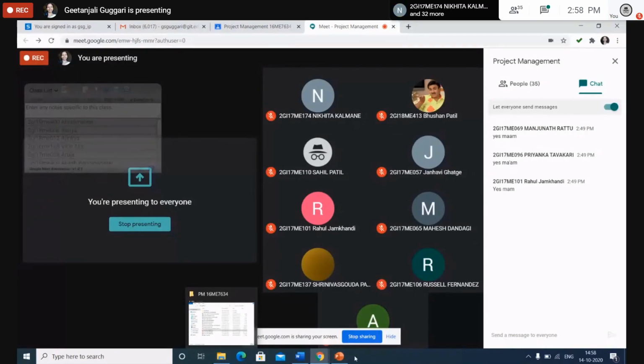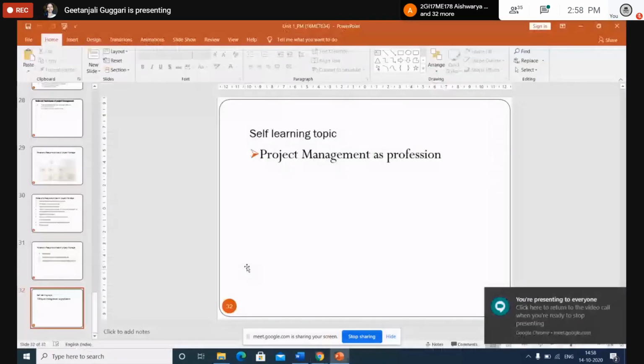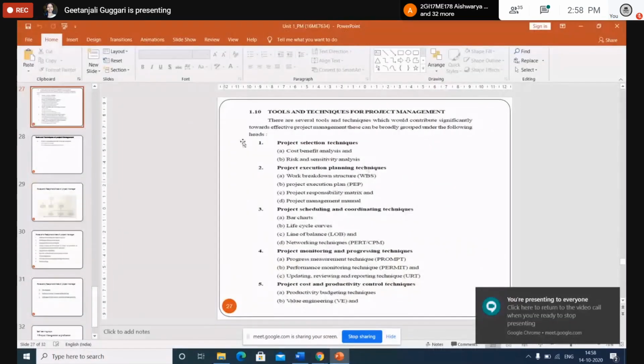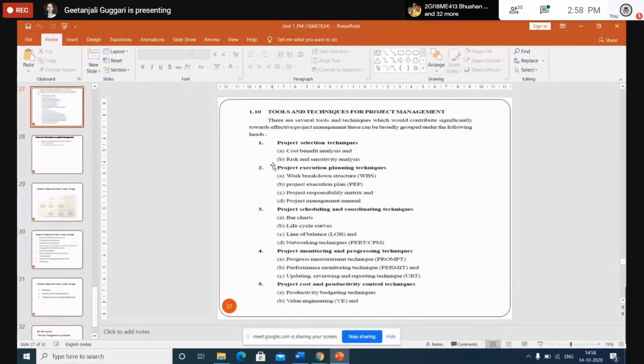Shall I show you once again? Okay, ma'am. So project selection techniques are how many? 2 techniques are there: cost benefit analysis and risk sensitivity analysis. What these techniques are, no need to explain. So just name the techniques, that's all.